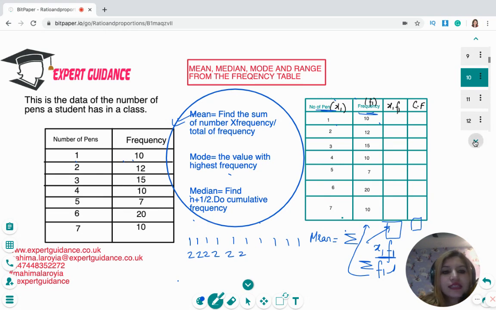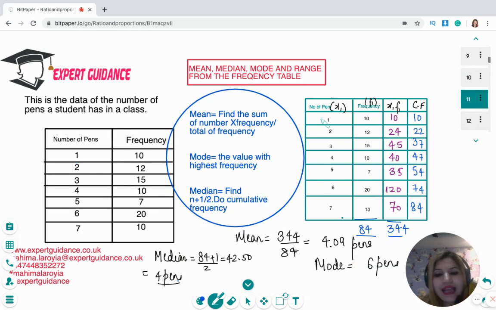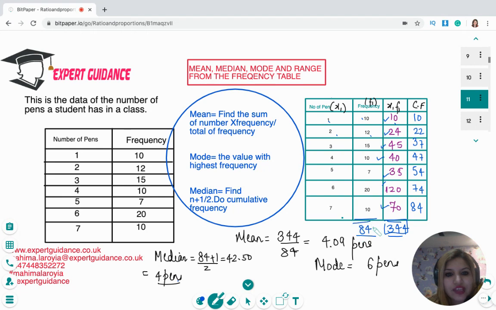Okay, so this is how the table will look. I have multiplied 10 with 1 and filled up this table. So that becomes 10, 12 times 2 is 24, 15 times 3 is 45, 40, 35, 120 and 70. I have added this whole table, which is 344, added the frequency, which gave me 84, and 344 divided by 84 is 4.09 pence. It means the average is about 4 pence that the people have.